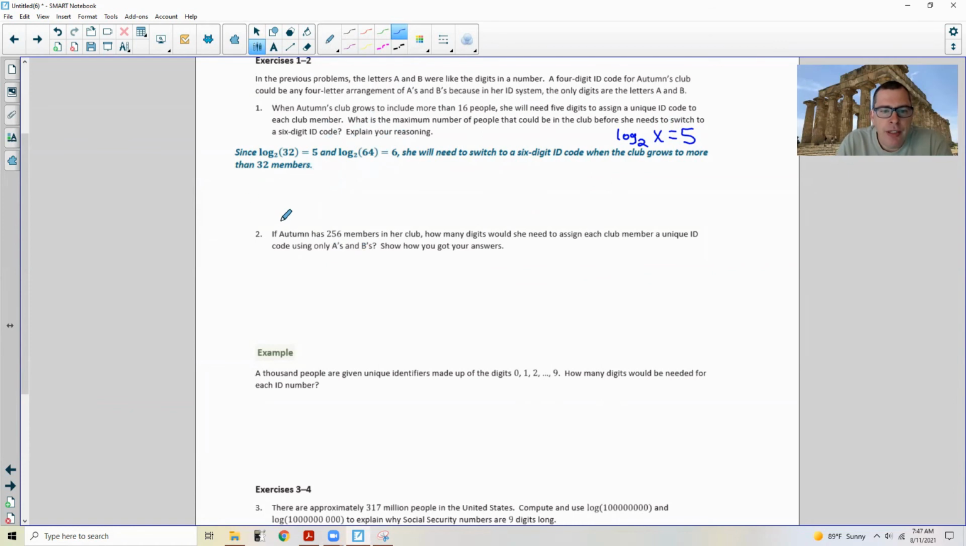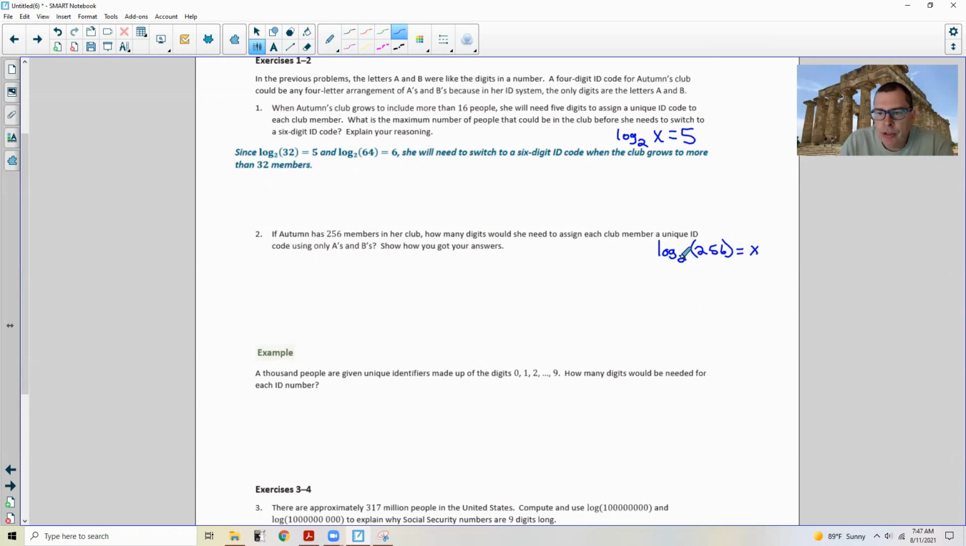Okay, so number 2 says if Autumn has 256 members in her club. All right, so remember, this is just simply a log base 2 problem. And the number that we have in our club goes here. And this is our equation. How many digits would she need to assign each club member a unique ID code using only A's and B's? Okay, so it says show how you got your answer.